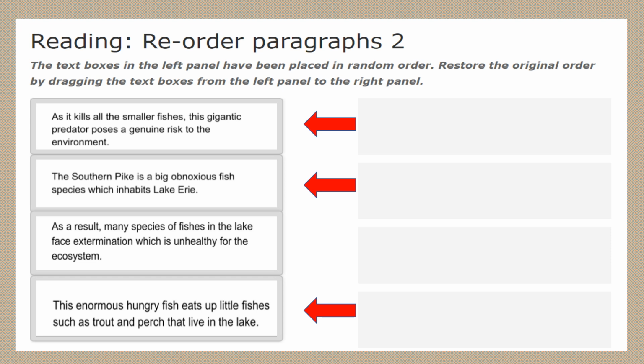Now, as again is a pronoun, as it kills all the smaller fishes, this gigantic predator poses a genuine risk to the environment. So they're giving more details about the second point. And as a result is a conclusion. Many species of fishes in the lake face extermination, which is unhealthy for the ecosystem.